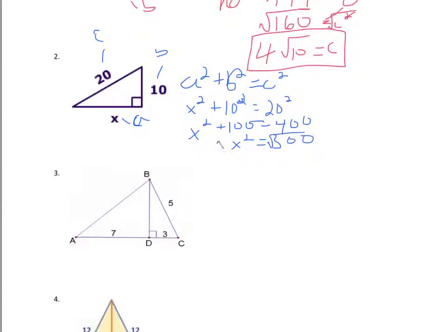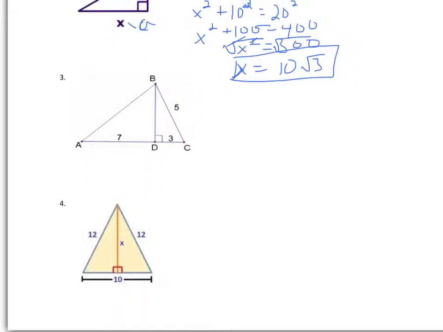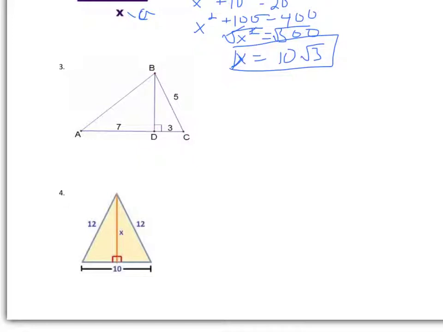Square root both sides to get rid of the squared, and X equals, when you reduce it, right, you guys should be able to reduce on your own at this point, you should get 10 square root of 3. Okay? Number 3 and 4 are the more difficult ones, okay, so these are the more interesting, I guess, or challenging problems from this section.